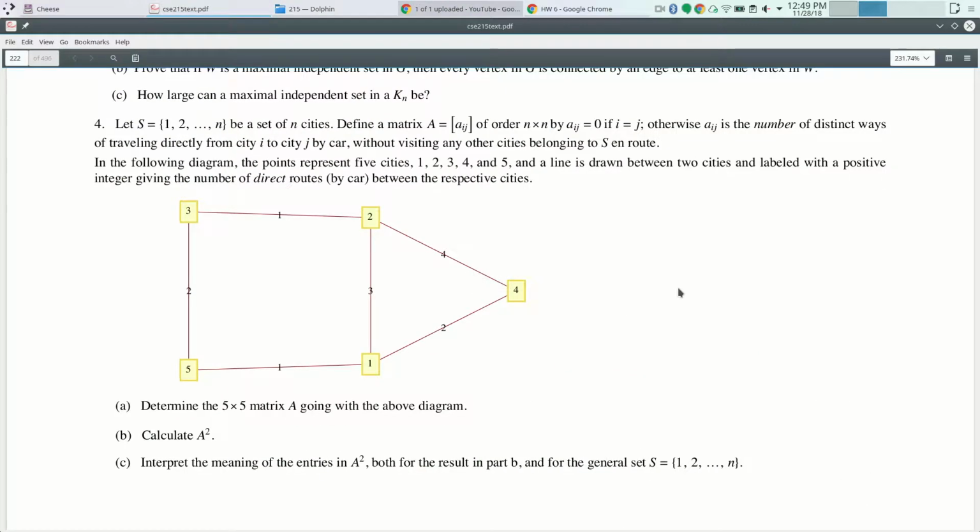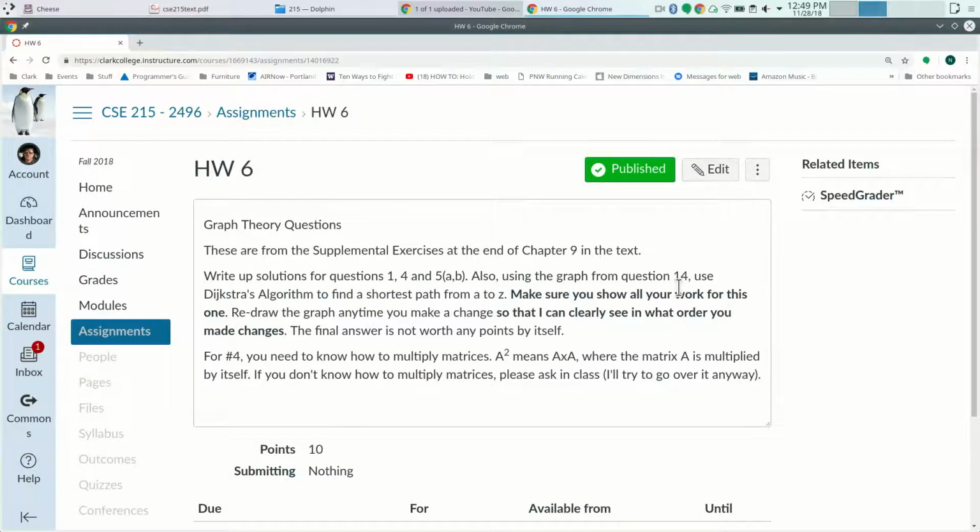All right, so that's question 4. So questions 1, 4, those first 2 parts of 5, and then do Dijkstra's algorithm on number 14. So 4 questions basically. So try those before Friday, and then we can talk about them more during Friday's class.